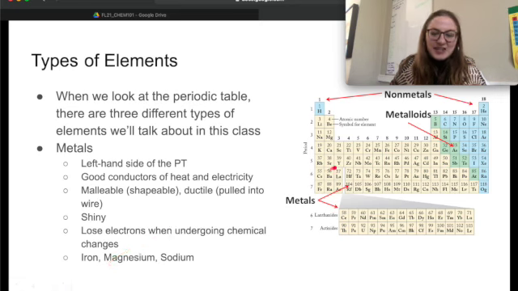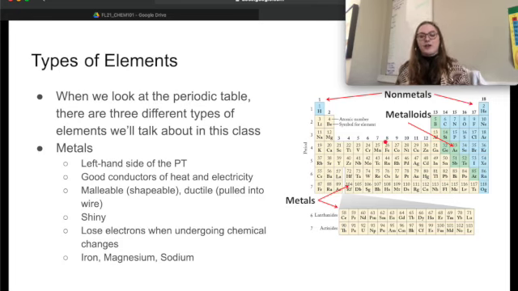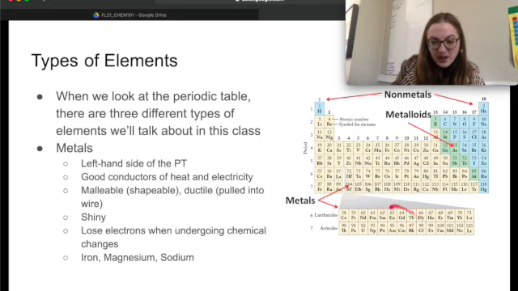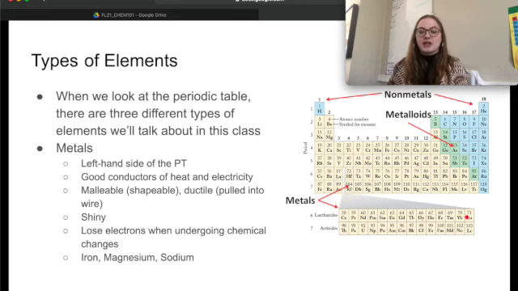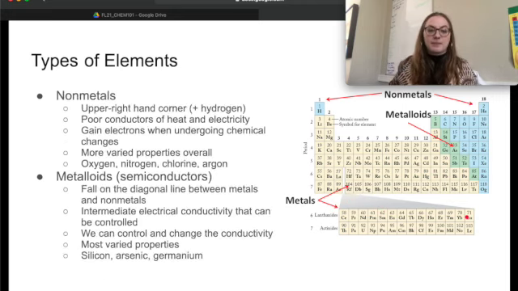So these metals all lie over here. Sodium's over here, magnesium's right next to it, and iron's over here in column number 8. So those are all about the metals. And again, they're going to be anything you find on the left-hand side of the periodic table. That also, to point out, does include those 2 rows of the lanthanides and actinides that sit at the bottom.